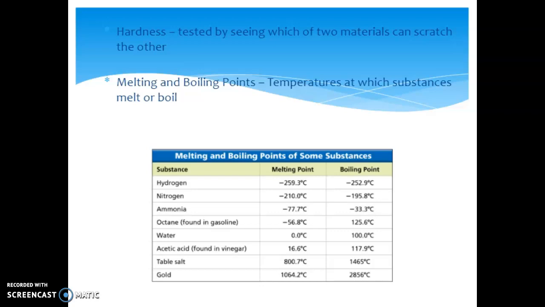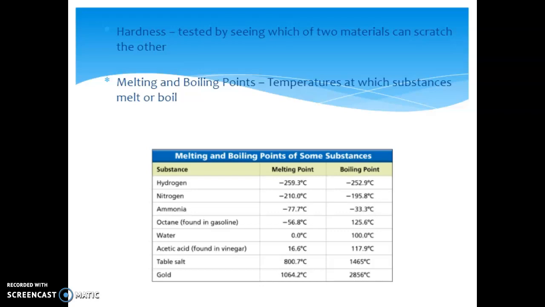Another physical property would be hardness, determining how hard or how soft a material is. The way that you test that is that you could scratch the two materials together to determine which one's harder. Whichever one does the scratching is harder than the other one. For instance, diamonds are the hardest substance, so that should scratch everything if you use a diamond against something else.